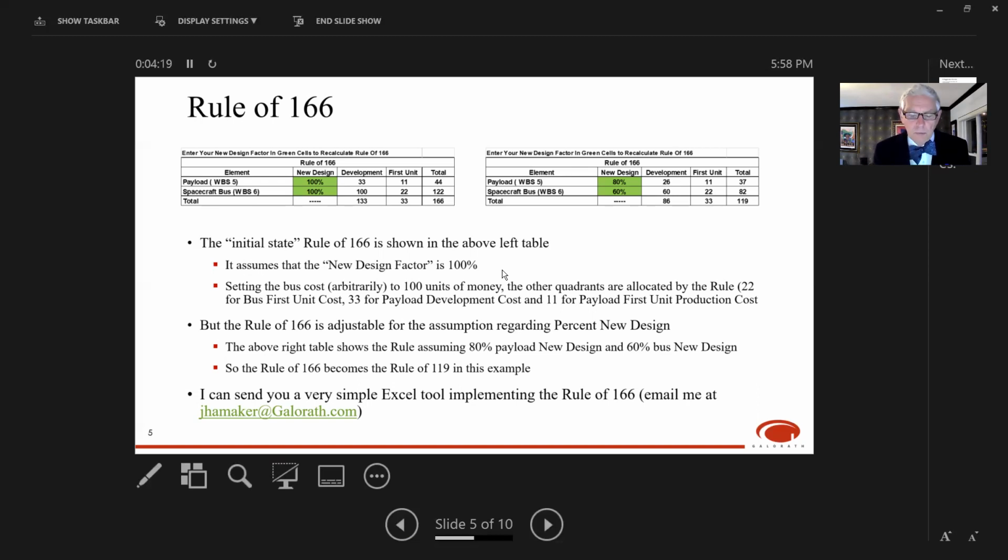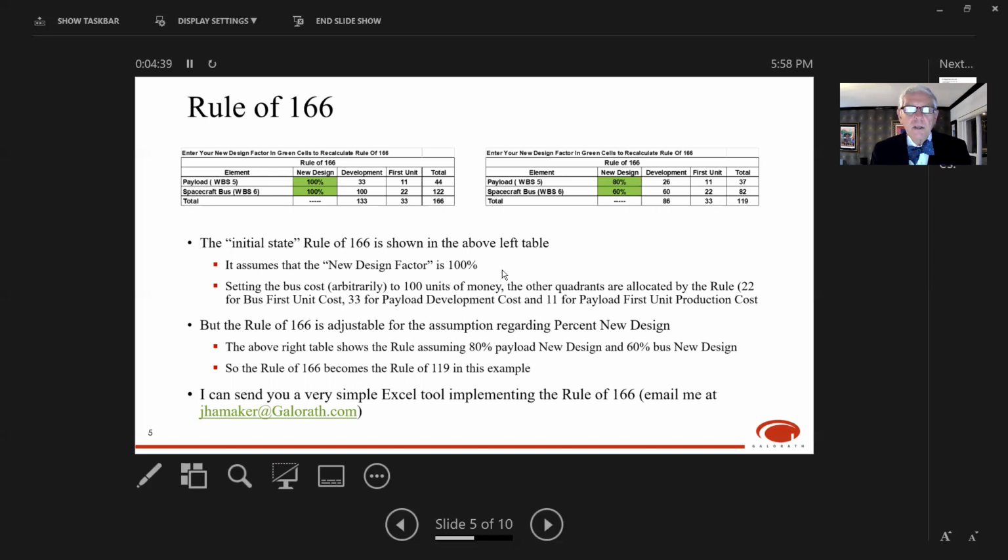That's an arbitrary assumption, but that allows you to get a ratio for everything else. So the rule of 166 says, okay, the spacecraft bus development cost is 100 units of money. Now, the data I had at the time said that about 22% of the development cost was associated with the first unit production costs. That's where the 22 comes from.